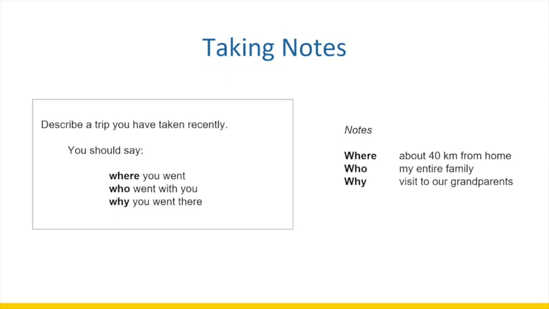So when you're taking your notes, make sure you are not writing complete sentences. You only write down a couple of words that will help you to remember your ideas fast. So for example, for where, you can write down something like about 40 kilometers from home, and who, my entire family, why, visit to our grandparents.